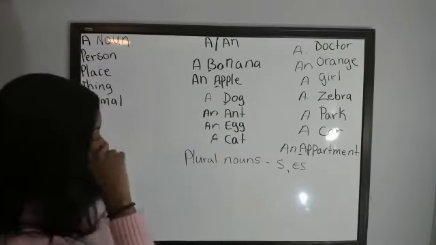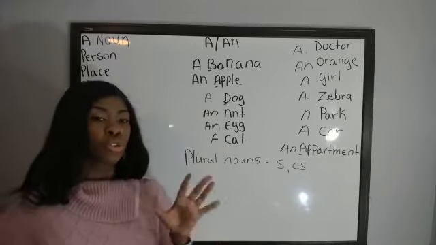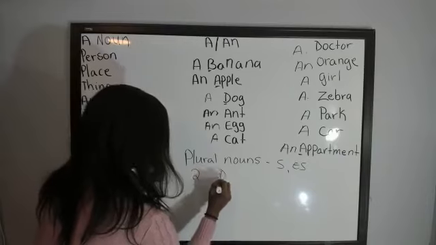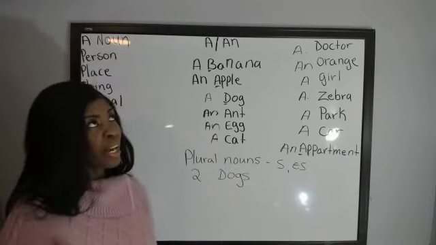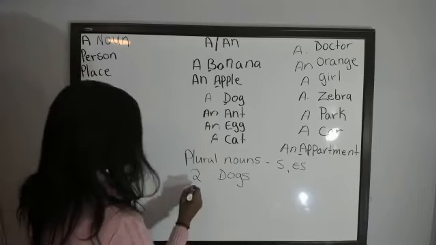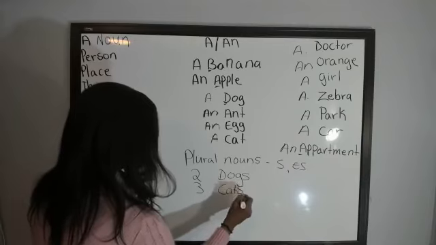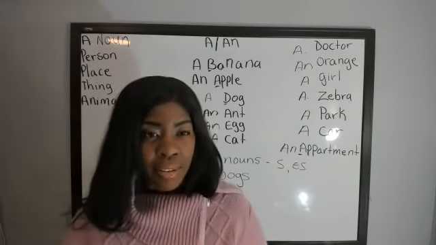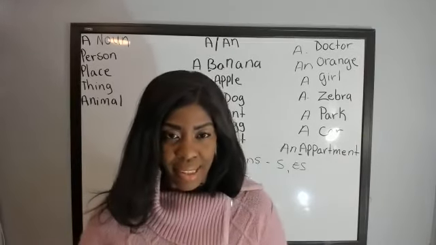Perfect example. With plural nouns, if I have two dogs, I'm gonna write two dogs. So if I have three cats, now, what if I have three boxes? I cannot say three box. I have to say three boxes.